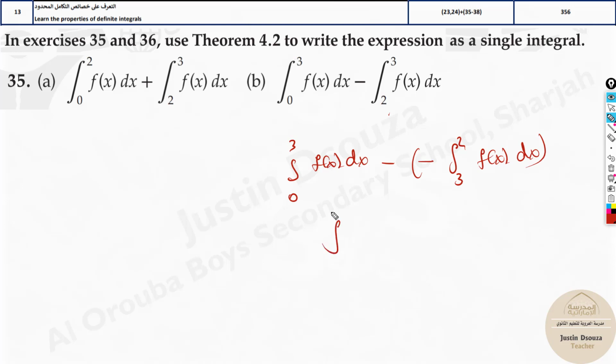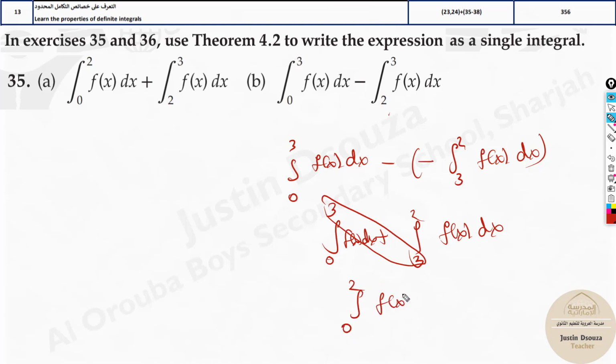Now what happens? Integral 3 to 0, over here it becomes plus. So this is f of x dx. And there'll be plus integral 3 to 2 f of x dx. Now we can see this is a common number, so we can just write 0 to 2 f of x dx. This is the answer, and it's plus in the middle. Now that example over here, 0.